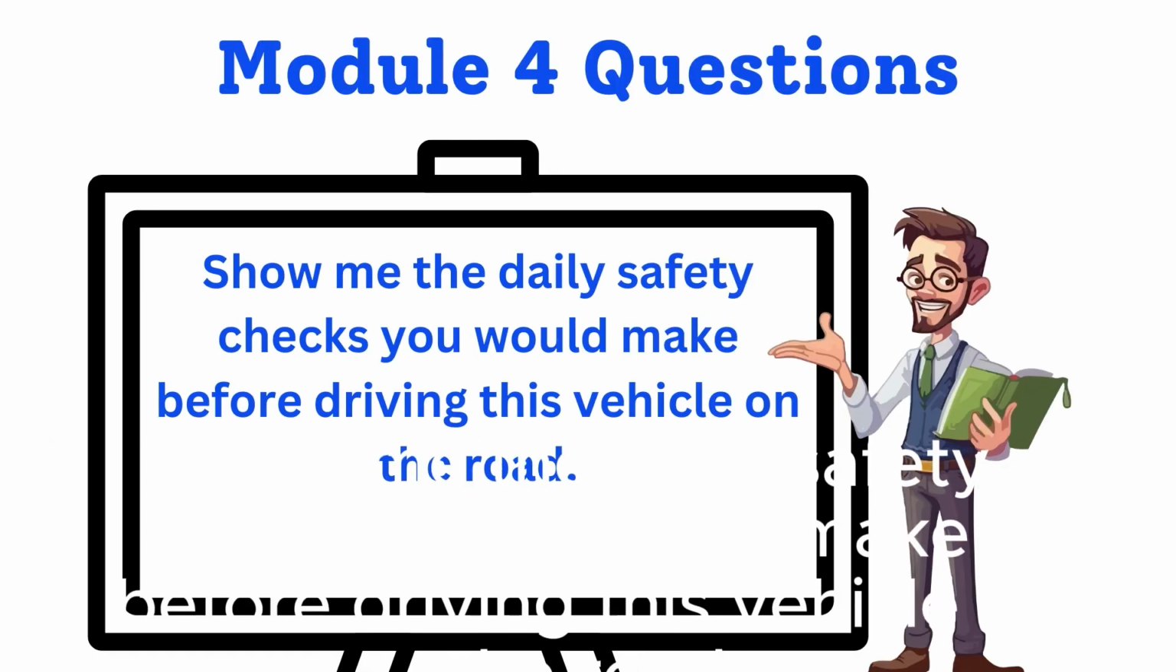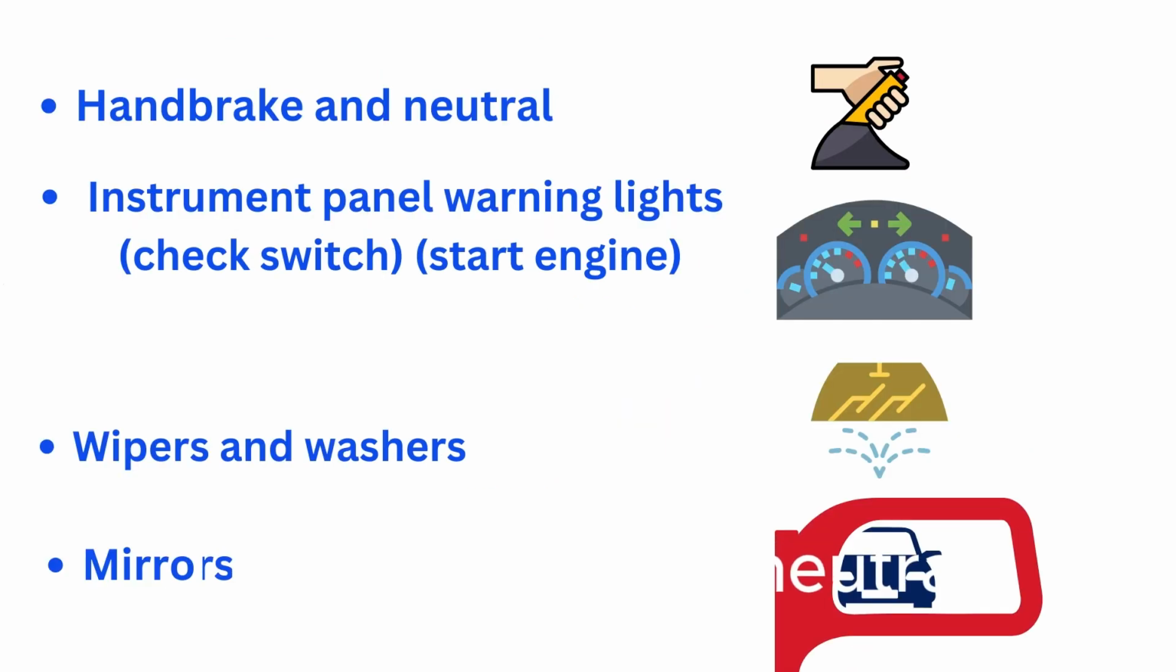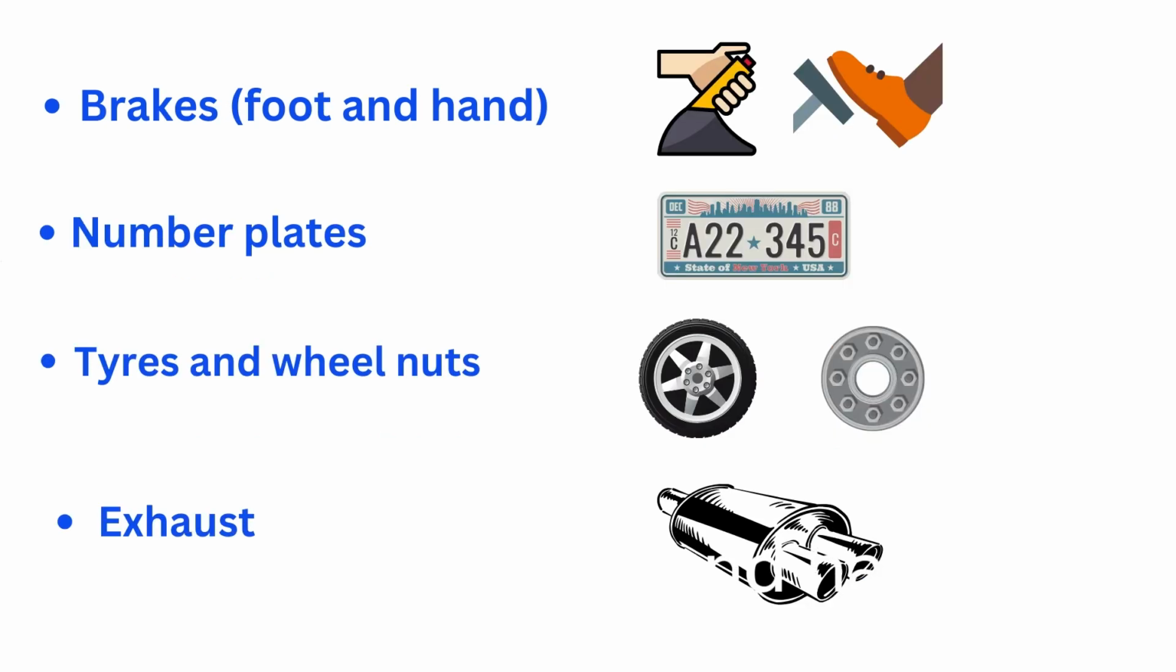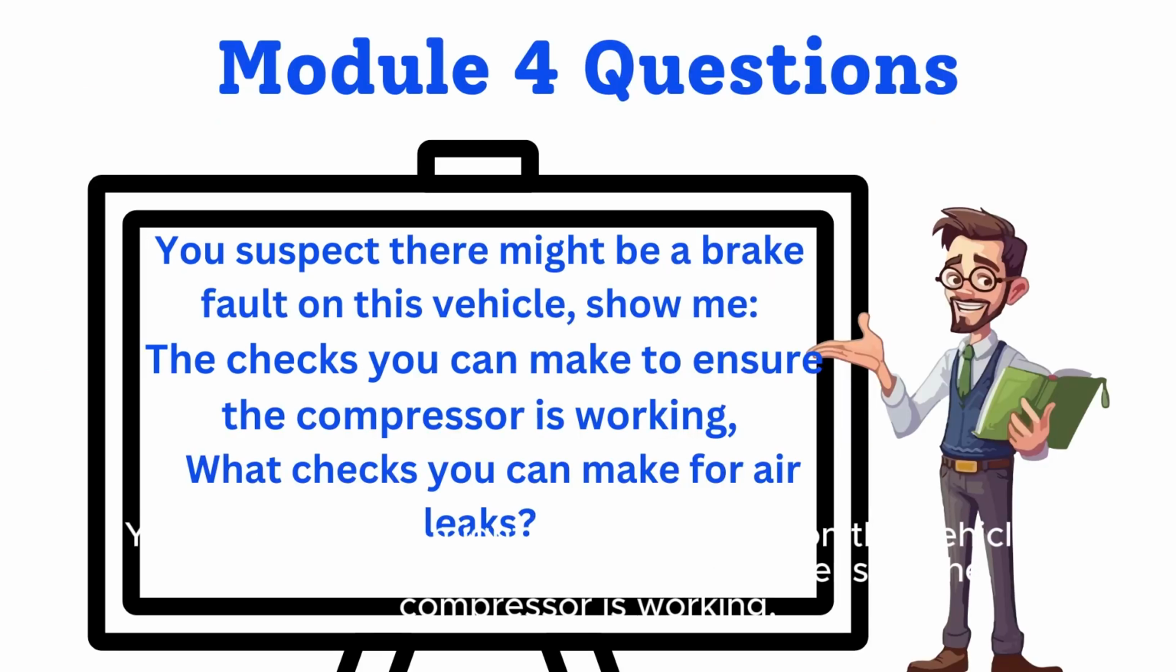Show me the daily safety checks you would make before driving this vehicle on the road. 1. Handbrake and neutral. 2. Instrument panel warning lights. Check switch start engine. 3. Wipers and washers. 4. Mirrors. 5. Brakes, foot and hand. 6. Number plates. 7. Tires and wheel nuts. 8. Exhaust.